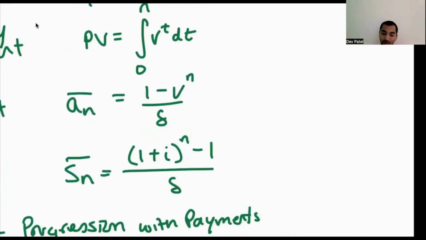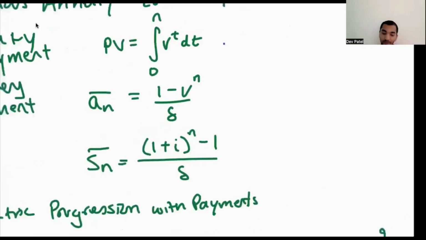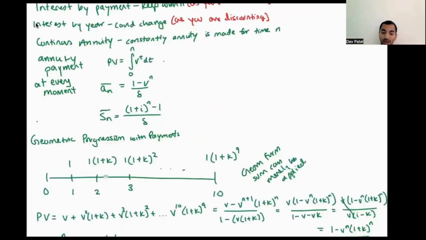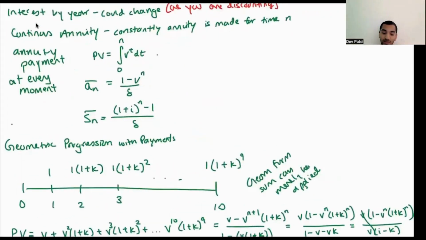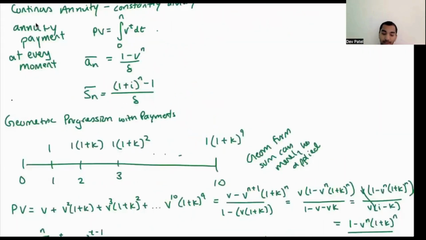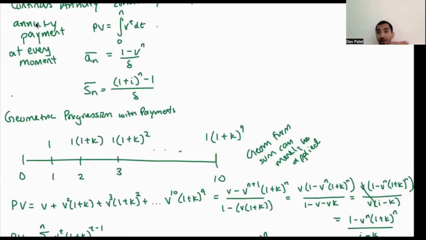Well, this is the derivation behind it, and then we can see that this is the formula for the present value of the annuity, and this is the accumulated value. Okay, now we talked about annuities, but these are level annuities. A constant amount is being paid at each fixed interval.